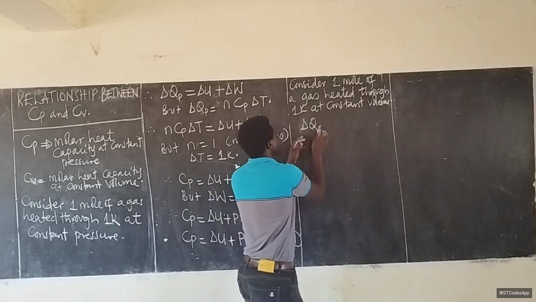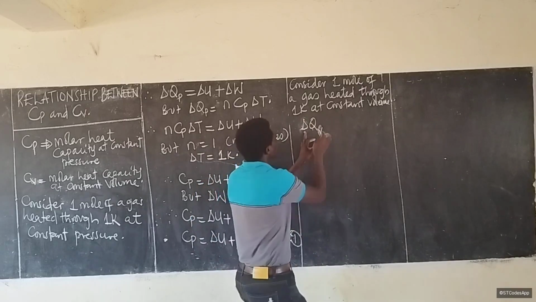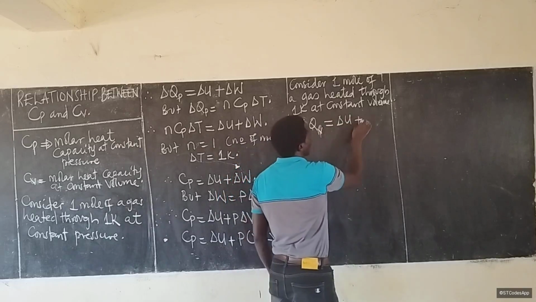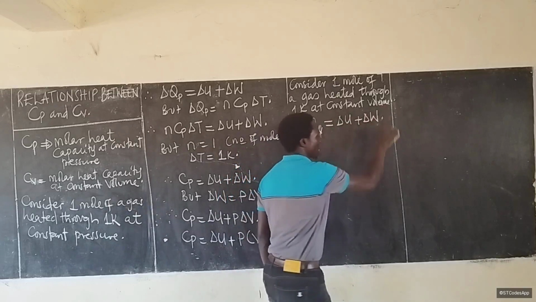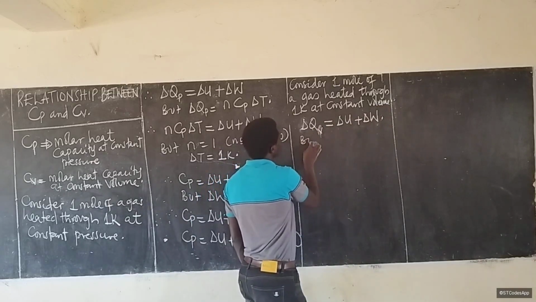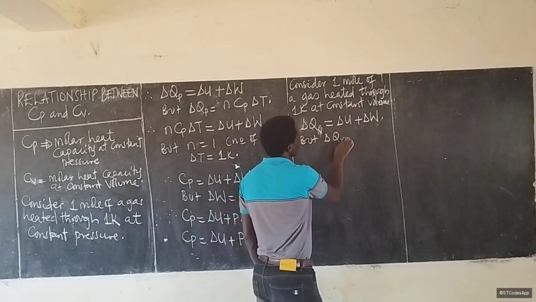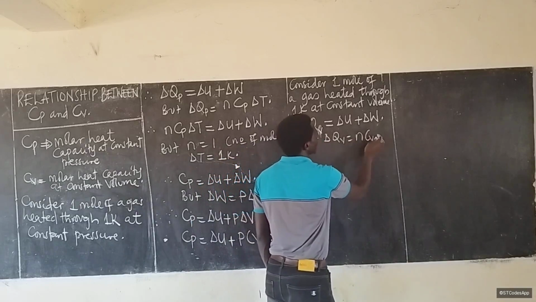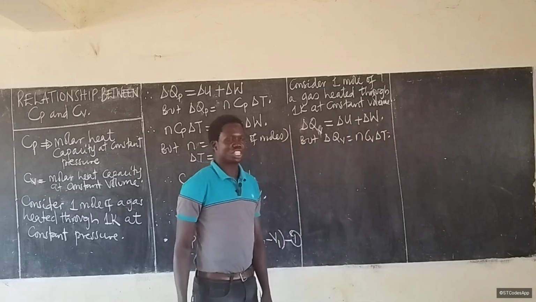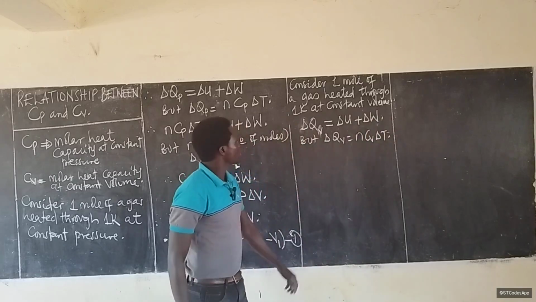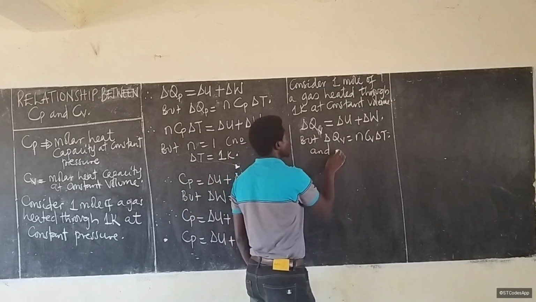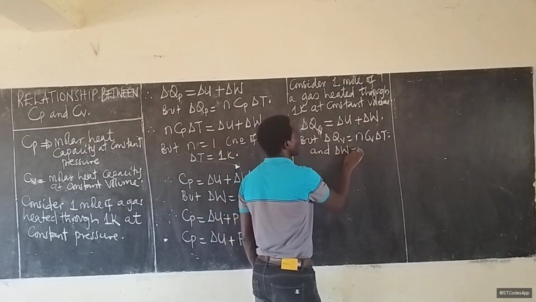The heat supplied at a constant volume still goes to do two things: increase the internal energy and do the external work. But this one, the change in Q at constant volume, is actually nC_V times the change in temperature. That's that.